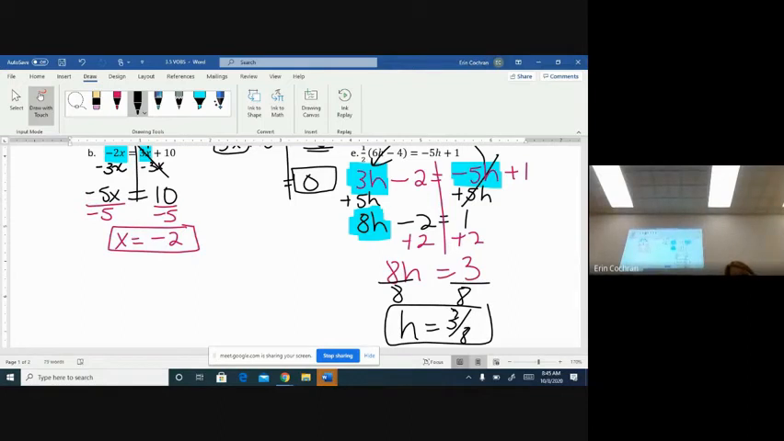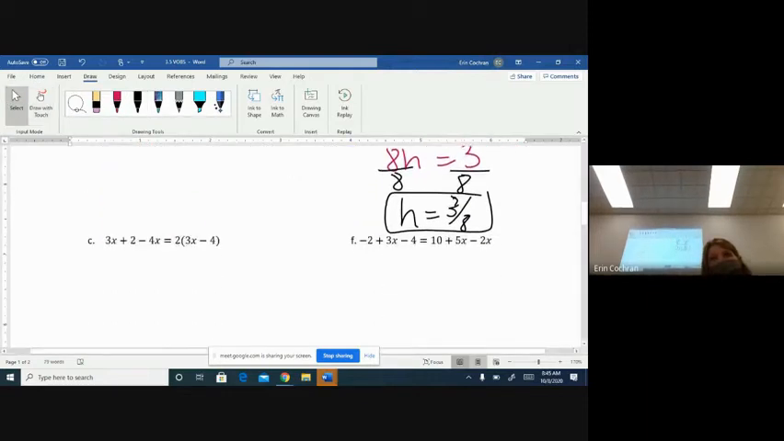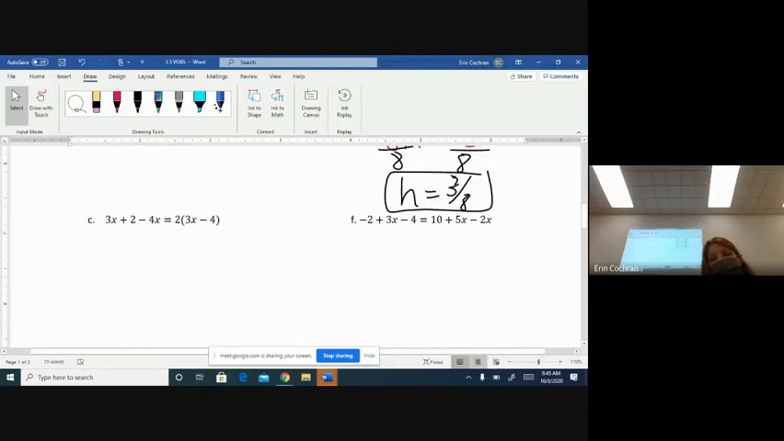Okay. All right. Any questions so far? All right. C. What would be my first step in C? Distribute. Go ahead and distribute for me. Everyone distribute.